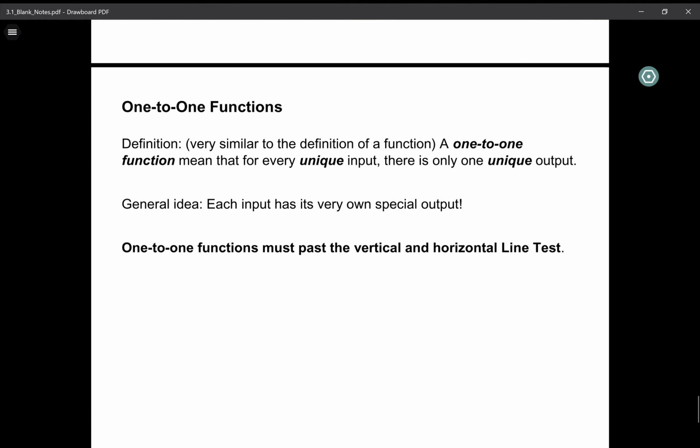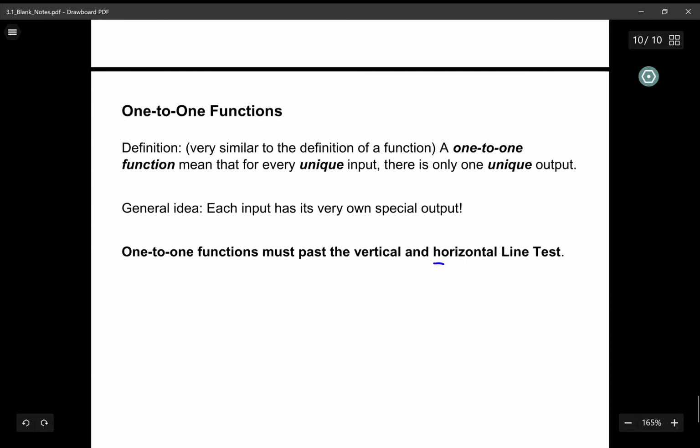All right, we have one more topic for today, and that is one-to-one functions. One-to-one functions mean that for every unique input, there is only one unique output. So there's one input for every output, one output for every input. One-to-one functions conveniently have a really nice test as well, similar to the vertical line test, and it's called the horizontal line test.